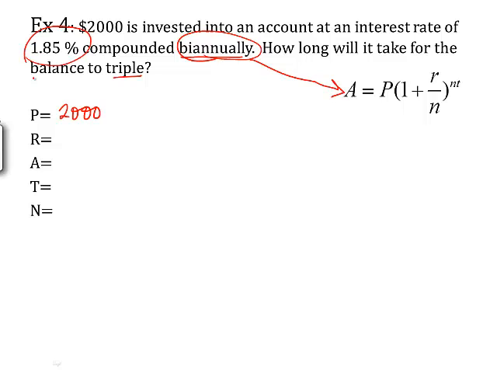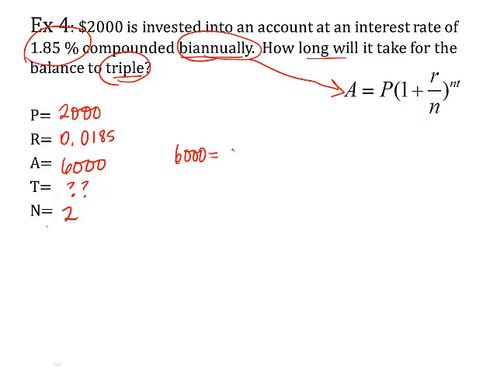Well, here it is as a percentage, and I make it a decimal. Move that decimal place over, 0.0185. A is the account balance I need. Well, I need it to triple. So 2,000 times 3 is 6,000. The time is what it's asking me, how long. And n, how often is it compounded? Biannually, which means a 2. So let's plug this in.